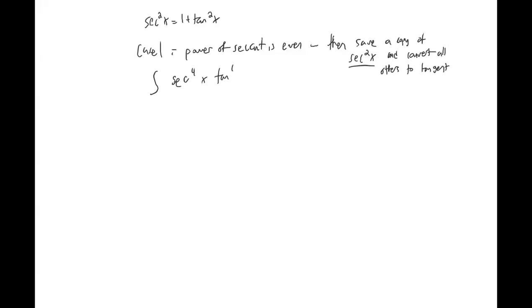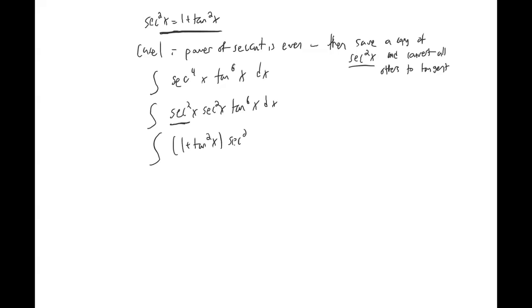So if I had, say, secant to the 4th x tangent to the 6th x dx, I save a copy of secant squared. So let's make the secant squared, and now I keep one copy. So let's change this one, using this formula here: secant squared is 1 plus tangent squared. Sorry, I should have written the dx and secant together, but this is a 6. Okay, so yeah, you're done.